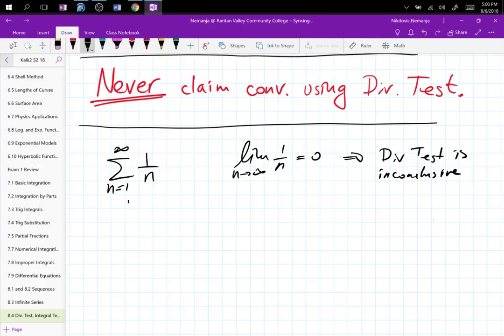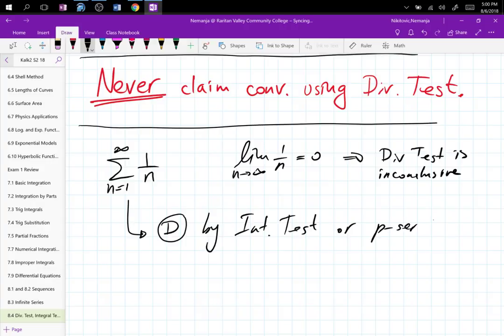Now, I will tell you the answer for this. This series is divergent by integral test or P series, whatever. We haven't covered these yet, they're next. But the series that you see here, 1 over n, is called harmonic series. It's used a lot, and it's a divergent series. And you see that our divergence test was inconclusive on it, actually.